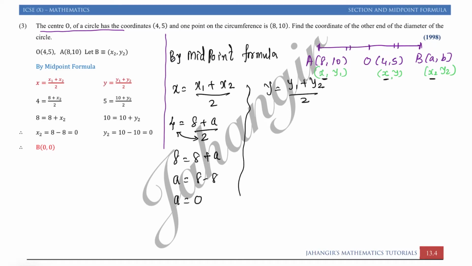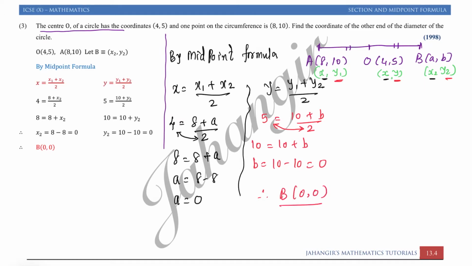Now we will write y. This is y, y1, y2. So we can write y, that is 5, is equal to (y1 10 plus y2 which is b) upon 2. Cross multiply these two terms. 5 times 2 is 10, is equal to 10 plus b. So b is equal to 10 minus 10, which is 0. So therefore the coordinate of B is 0 comma 0. So therefore the other end of the diameter has coordinate 0 comma 0.